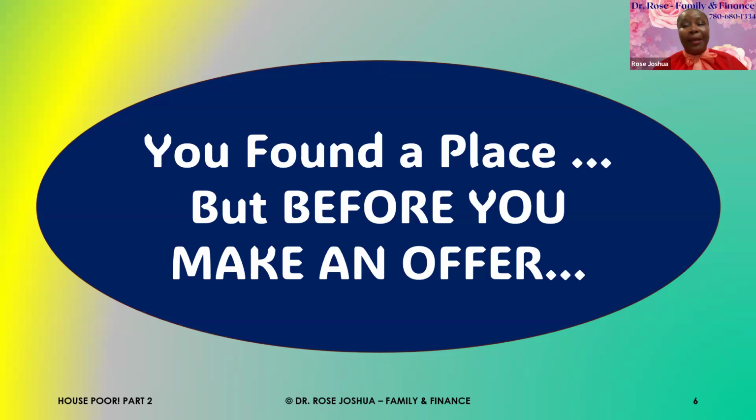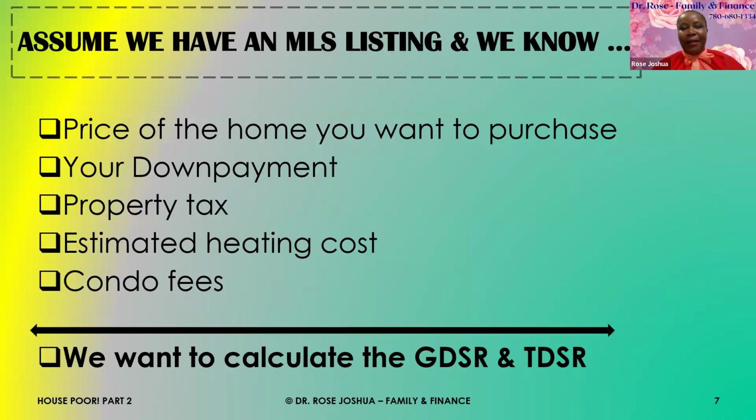You find a place, you make an offer. Okay, you make an offer, and then you take the offer to your mortgage broker and say, here, I made an offer on this house, can you help me with the qualification? All right, so then we would have what is called an MLS listing, which is the multi-listing service from the realtor, from the seller. So the MLS listing will tell us the price of the house, among other things.